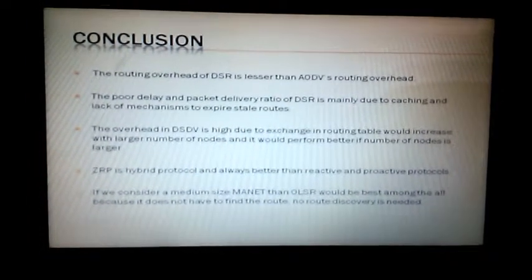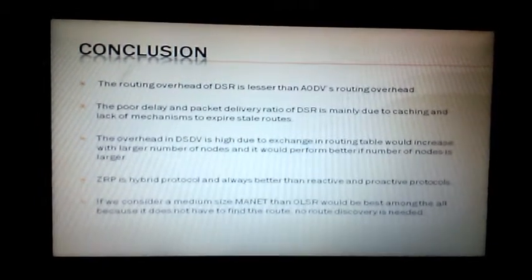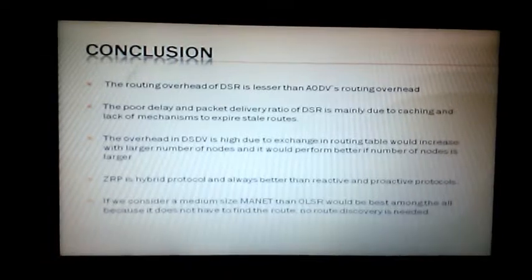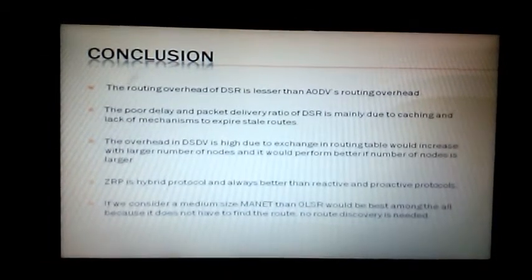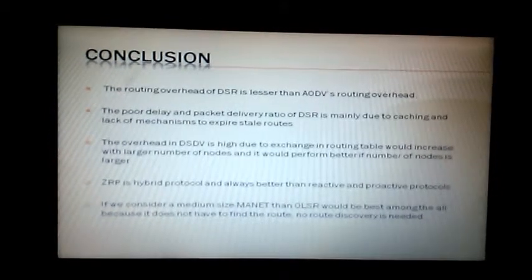ZRP is a hybrid protocol and always better than reactive and proactive protocols. Last one is, if we consider a medium size MANET, then OLSR would be best among all because it does not have to find the route. No route discovery is needed.